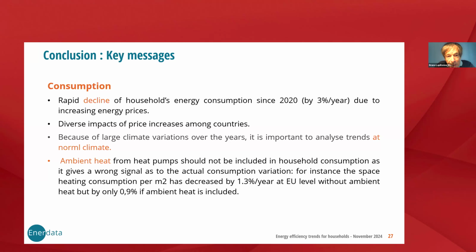Then I go back to the issue of ambient heat, as said by Zineb. It has been removed from all the data and indicators that were shown. This ambient heat is the heat that a heat pump is extracting from the outside air or from ground or water. And in our review, it should not be included in the household consumption because it gives a wrong signal as to actual consumption variation. Why? Because heat pumps, which are a very efficient mode for heating, have the same efficiency as a usual electric heater, that is to say 100%, if we count the ambient heat.